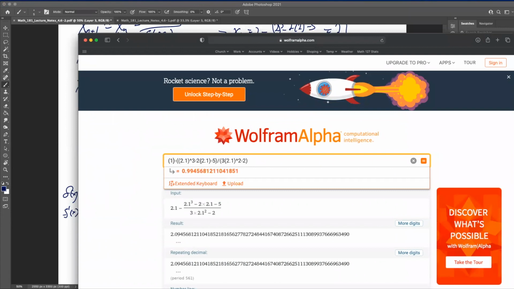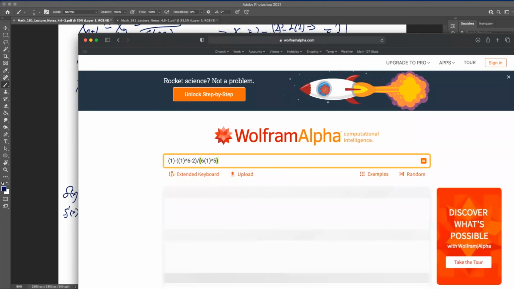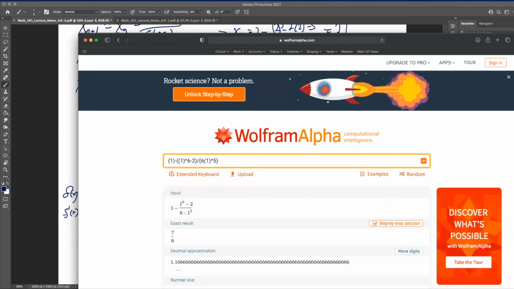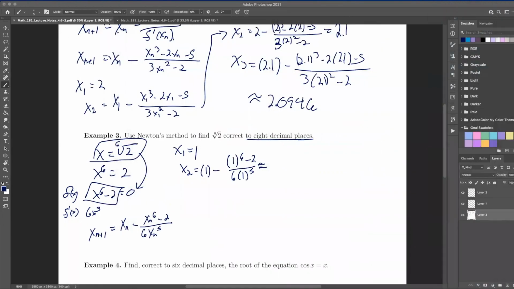Our equation up here is x to the 6 minus 2, so we don't need any of this stuff. And this is times 6 times 1 to the 5th, and nothing else here. And this should be a 1. All right, so I get 1.16667, right? You can type in the exact answer, but since we're doing approximation, I'll go ahead and approximate it.